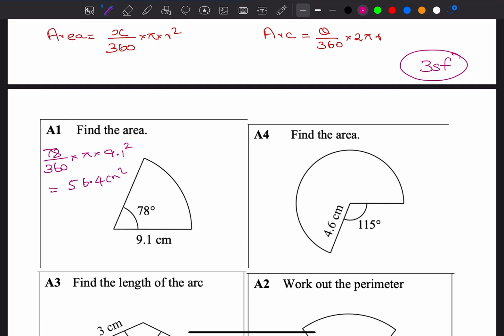The next one, this question is here because a lot of people try to use the angle 115. No, because it's the angle of the sector, which is this one. What is that angle? It's 360 take away 115, which is 245. So that's what you use. 245 over 360 times pi times radius, 4.6 squared, which should give you 45.2 centimeters squared.